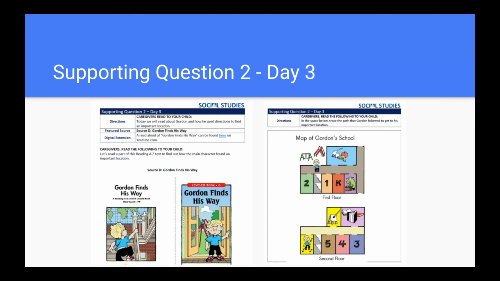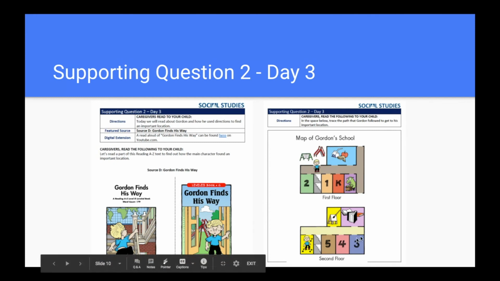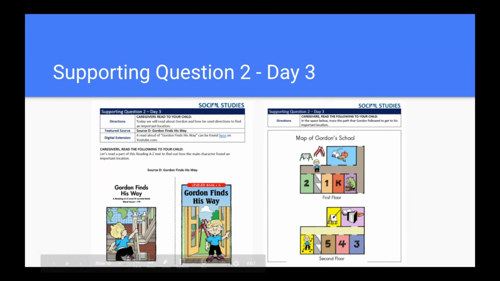Then, you will use the map of Gordon's school to trace the path he followed to get to his important location. You may need to go back in the story for help tracing his specific path, paying attention to where he came into the school and the order of the directions he followed. That's okay. It's always helpful to go back in texts.